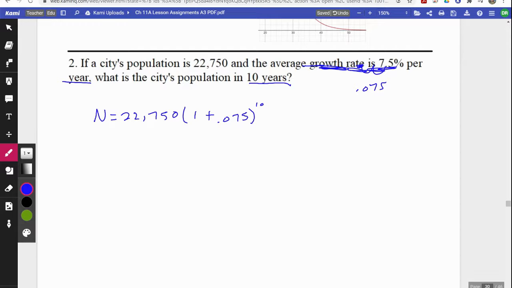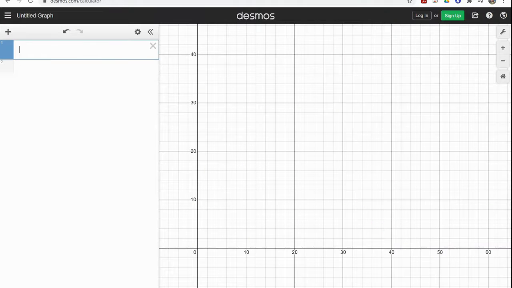This will tell you it is growth, so we should expect our number to go bigger, and that's also the reason why there's a plus here and not a minus, because it's growing. If it was a population decay, not like rotting, but like population decreasing, then it would be a subtraction sign. So 22,750, 1 plus 0.075 raised to the 10th power.